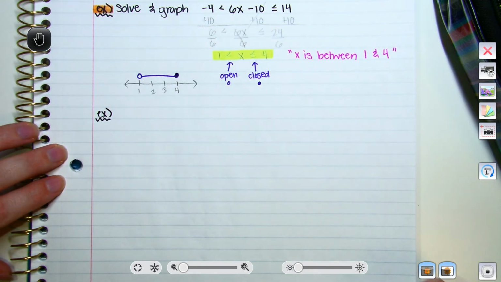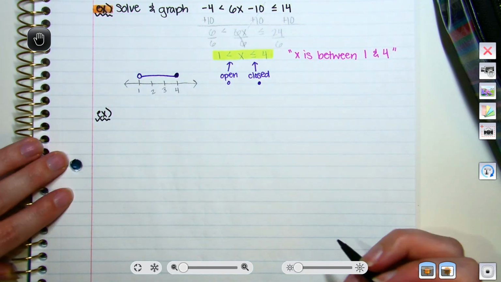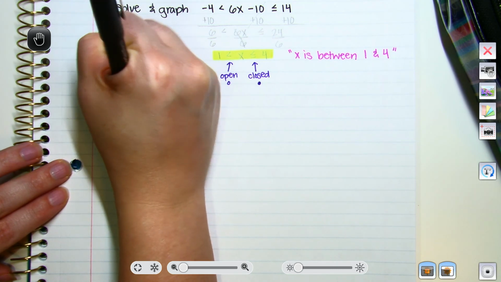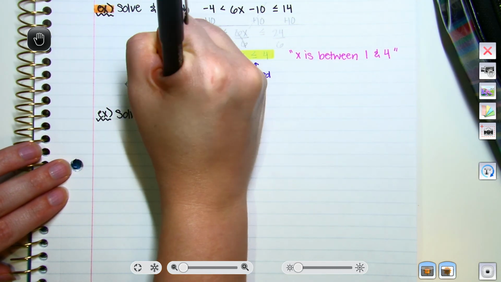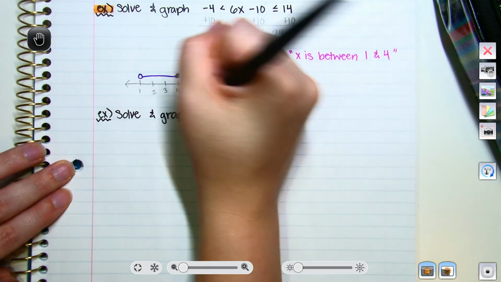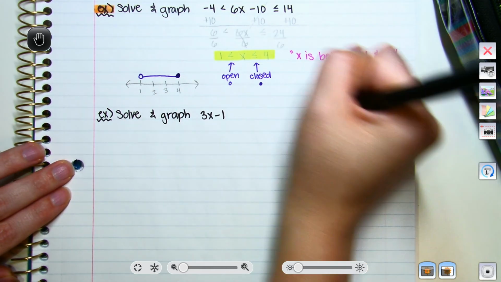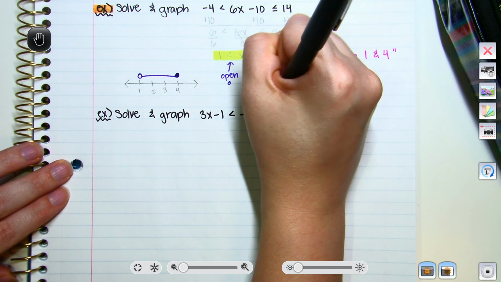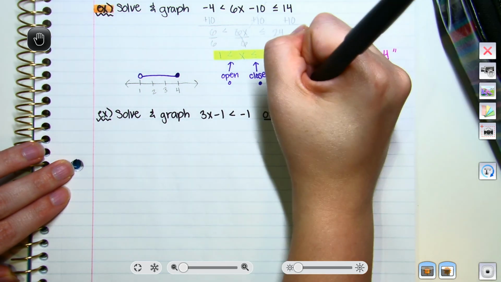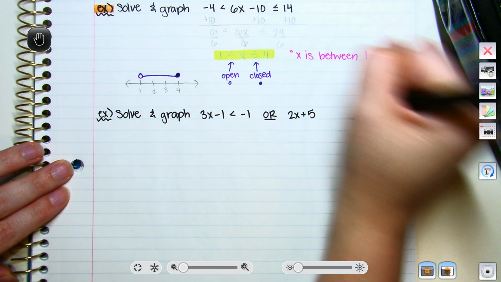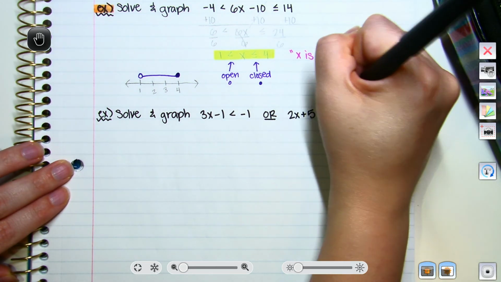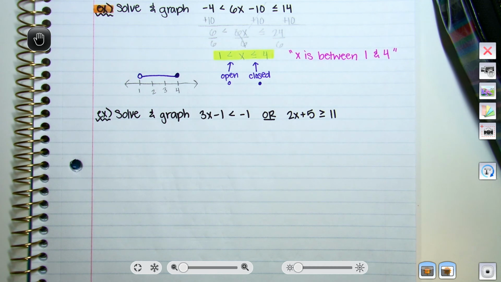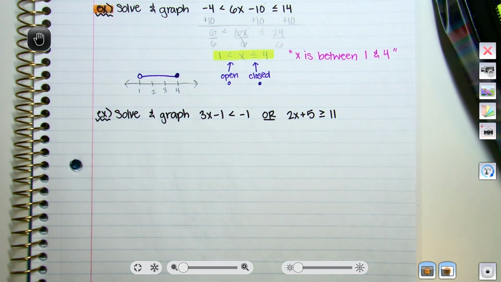This one is also a compound inequality. This is one of the OR statements. So we are going to solve and graph 3x minus 1 is less than -1, or 2x plus 5 is greater than or equal to 11. All right, so I'm going to be solving both of these equations to get 2 separate answers.